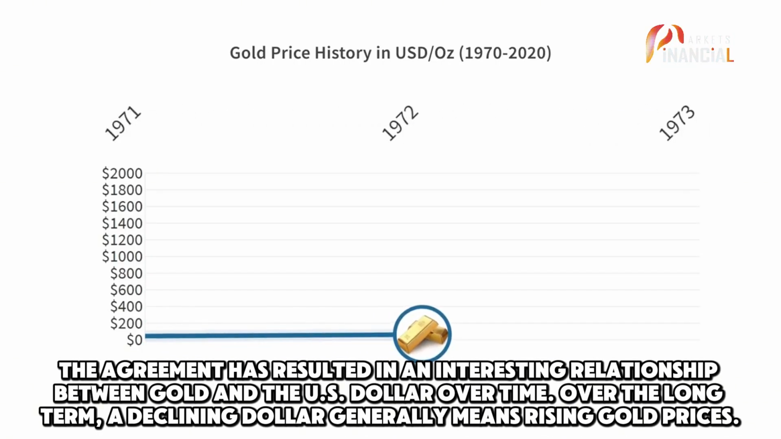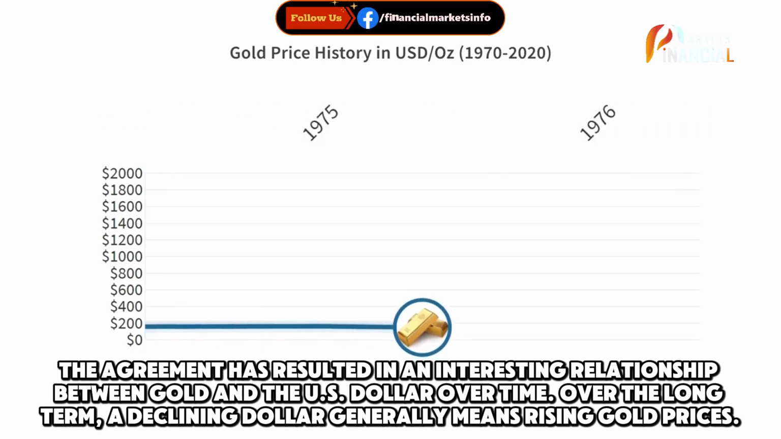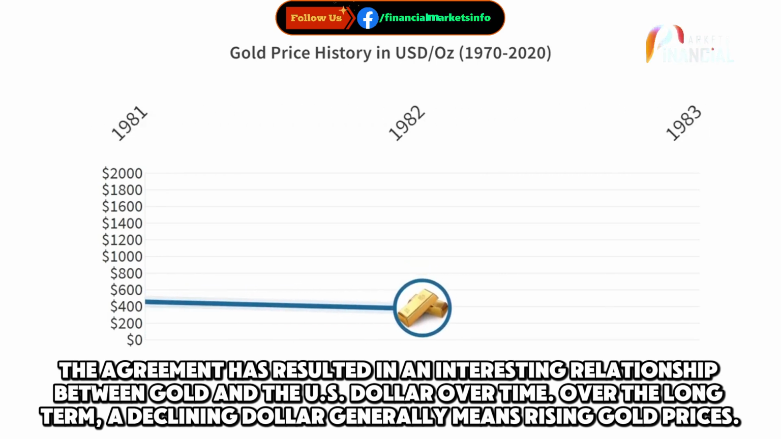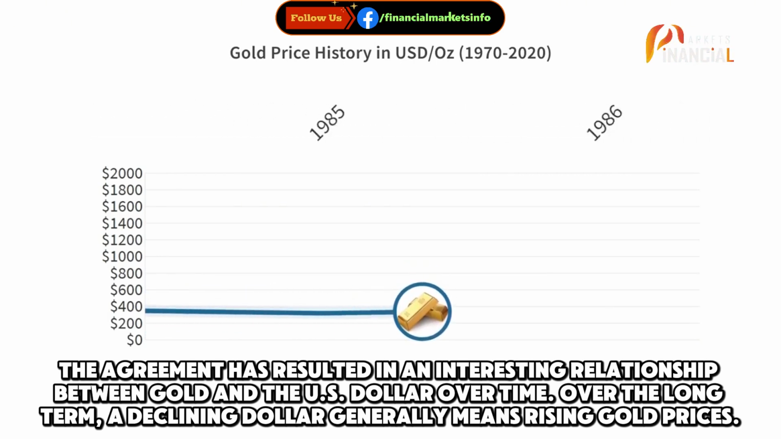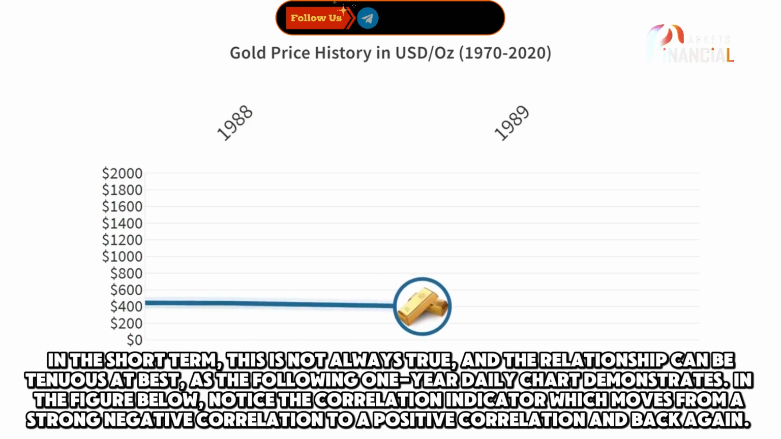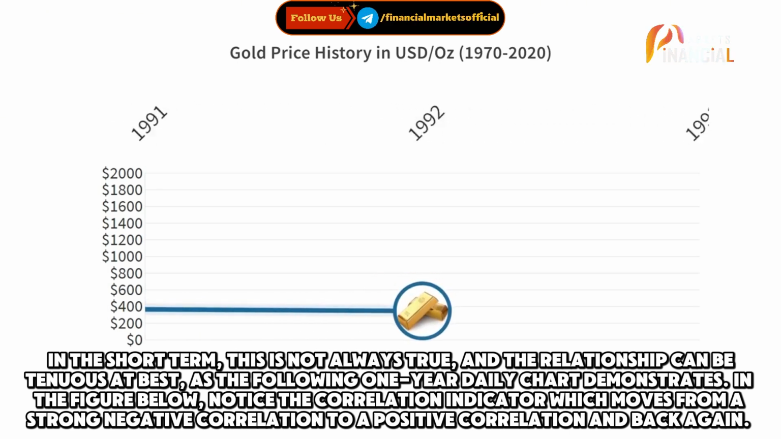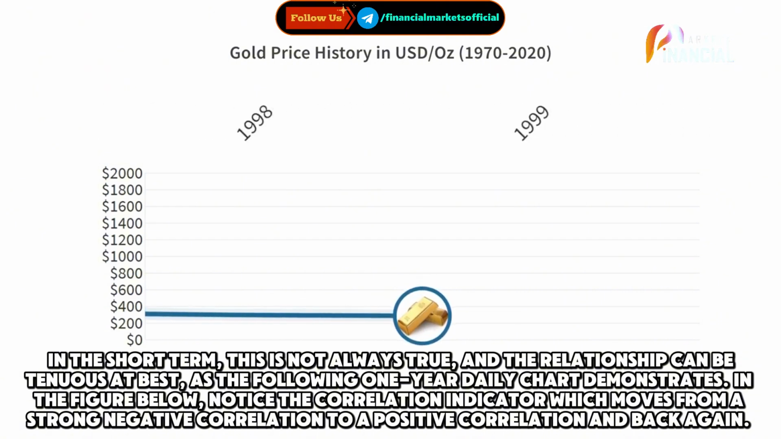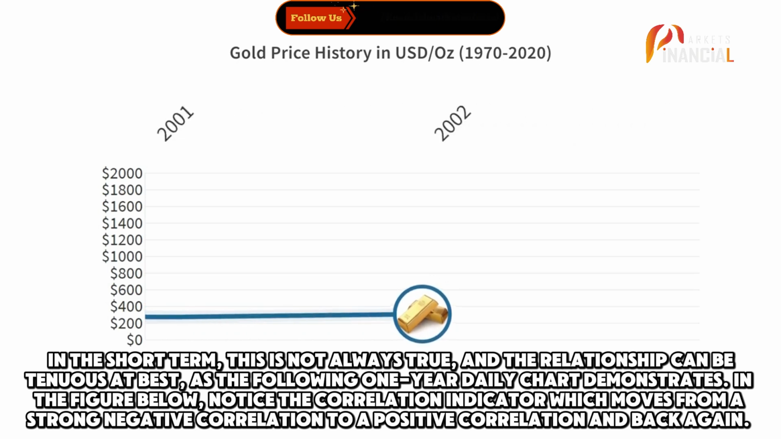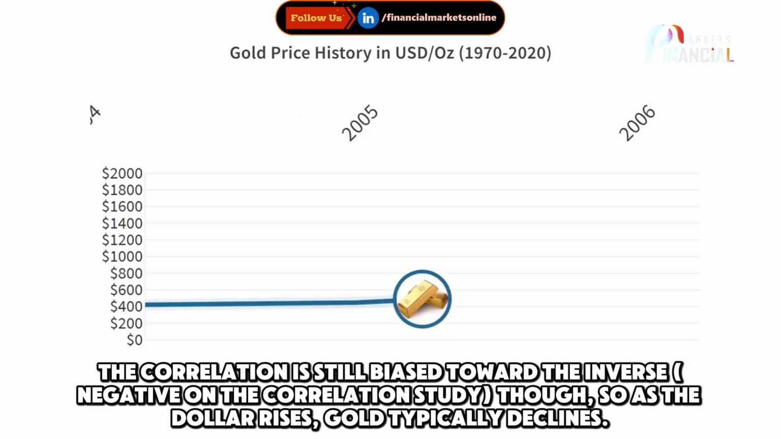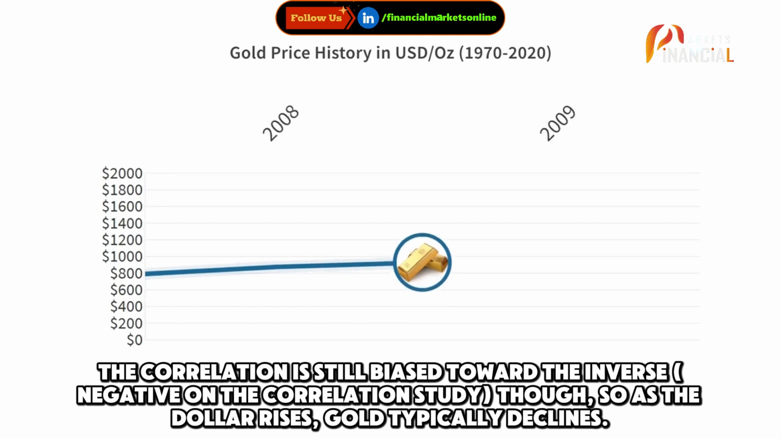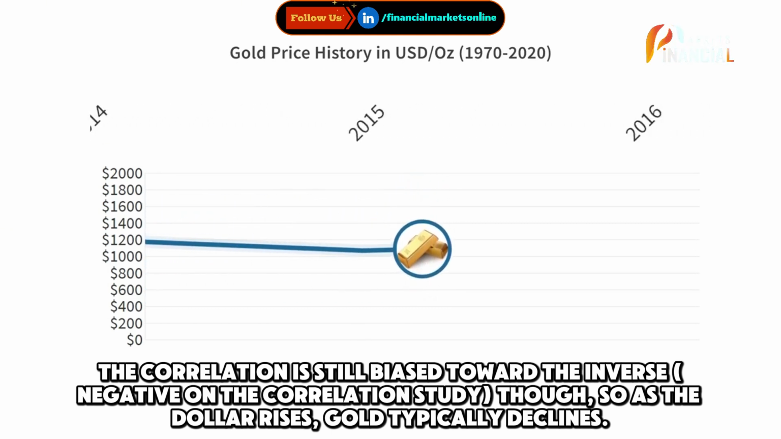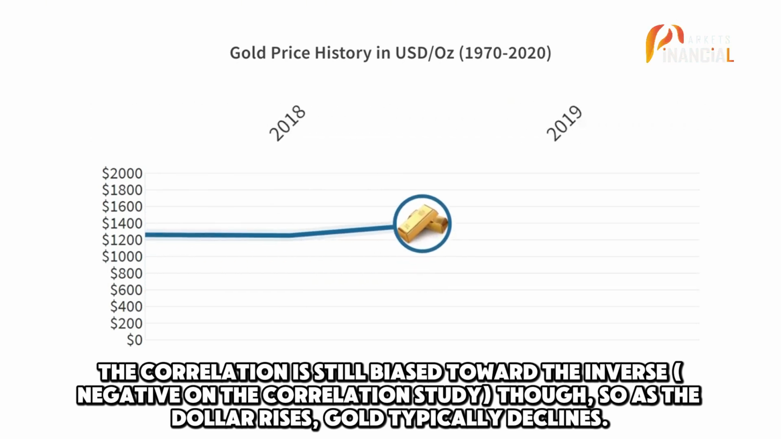The agreement has resulted in an interesting relationship between gold and the US dollar over time. Over the long term, a declining dollar generally means rising gold prices. In the short term, this is not always true, and the relationship can be tenuous at best, as the following one-year daily chart demonstrates. In the figure below, notice the correlation indicator, which moves from a strong negative correlation to a positive correlation and back again. The correlation is still biased toward the inverse, negative on the correlation study, though, so as the dollar rises, gold typically declines.